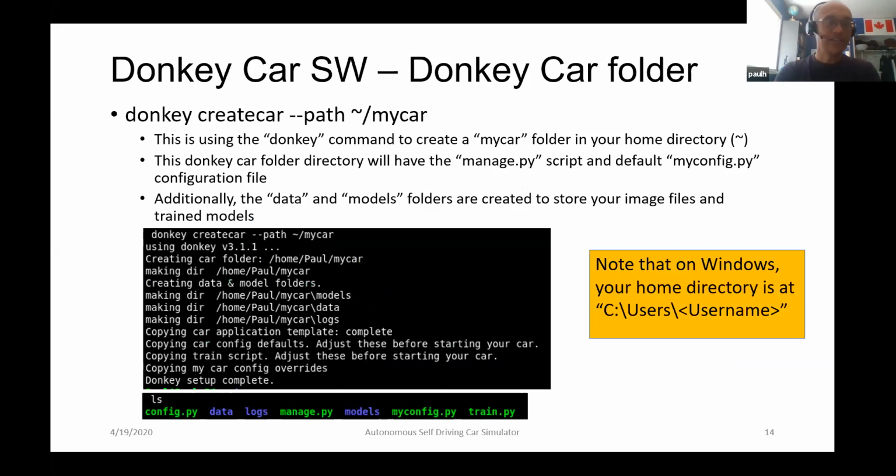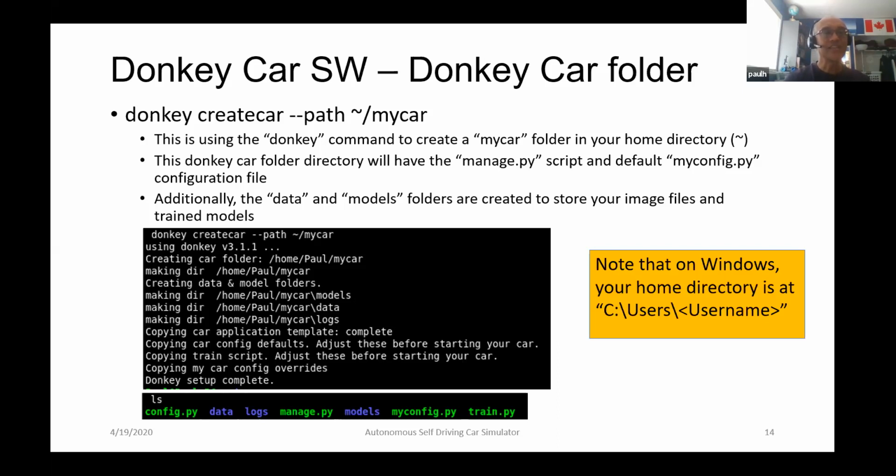All right, the third piece I mentioned was a donkey car folder. You create that using the command donkey create car and you give it the path. It doesn't have to be this path. The tilde stands for your home directory. The my car is just kind of your default name for your car. And you can call it racer, you can call it sim. I've been using my sim just to differentiate it from my real donkey car.